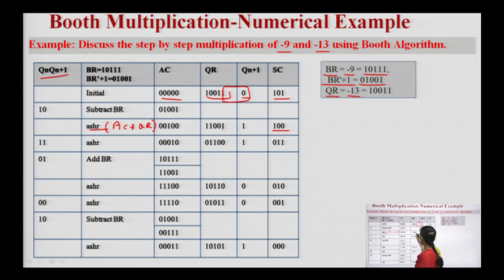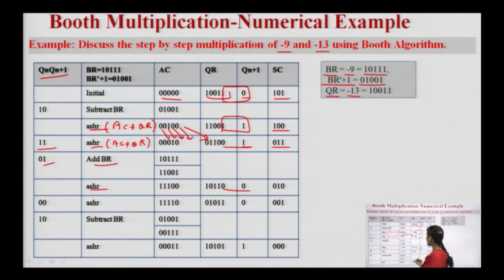Then here I have got the second case, 1 1. So, 1 1 says just do the arithmetic shift right for AC and QR. Here they are being shifted right, and this 0 is coming here, and decrement my sequence counter to 3. Now, it is 0 1. So, I will be adding the BR to my previous AC. I am getting 1 1 0 0 1. Then performing the arithmetic shift right.